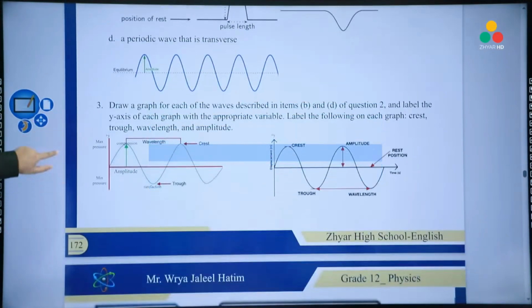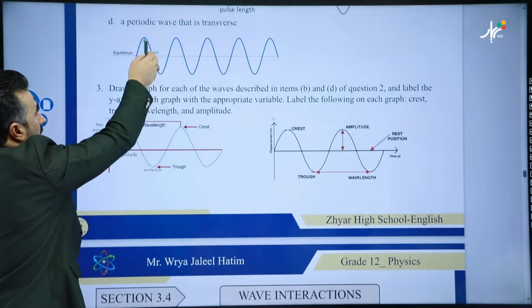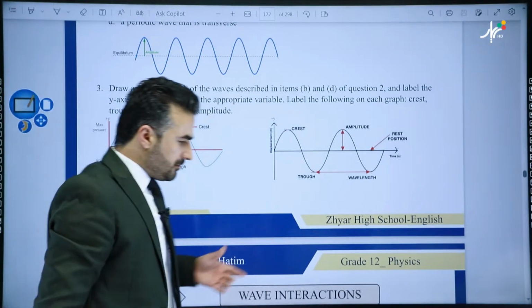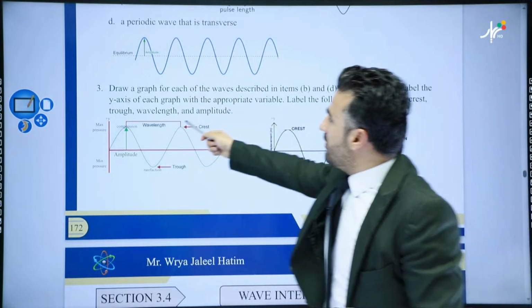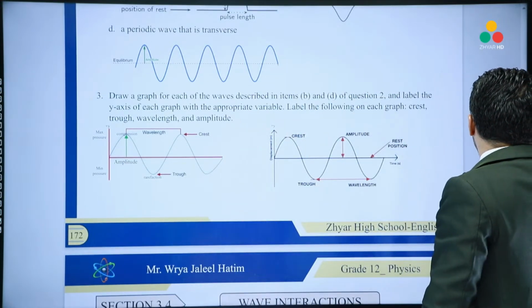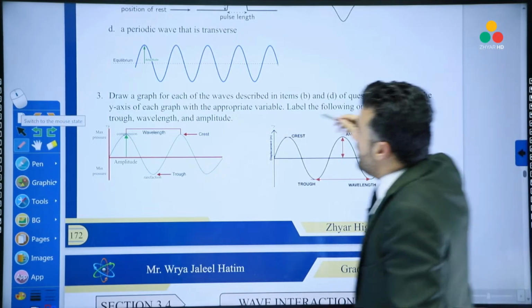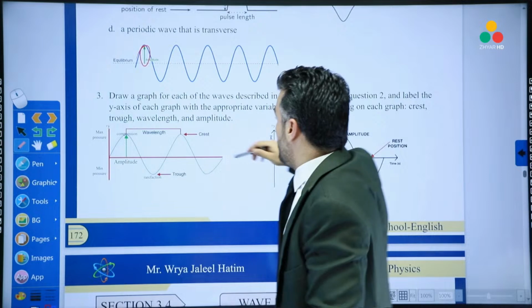I don't think you have any problem with the other wave. This is easy, yeah? Crest, trough, that is wavelength. And I think that's all what they want, yeah? It says crest, trough, wavelength, and the amplitude. I forgot the amplitude, by the way. So the amplitude would be, let's use red. The amplitude is going to be the maximum displacement from the rest position or equilibrium position.